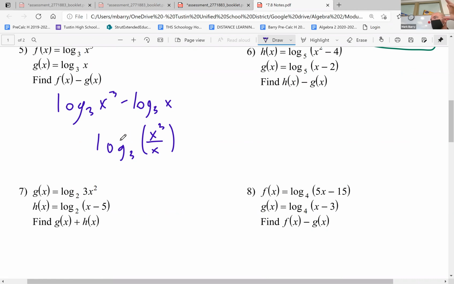And then we have x to the third over x to the first. I would actually simplify that further for my final answer. X to the third divided by x to the first would be x squared. So I would write my answer like that.